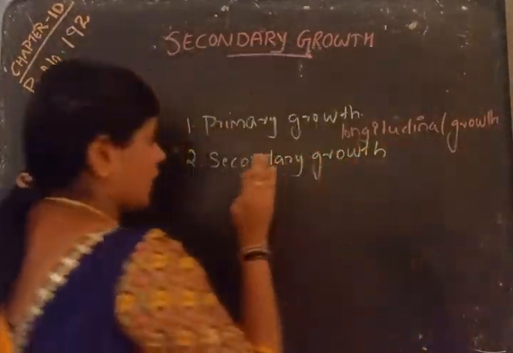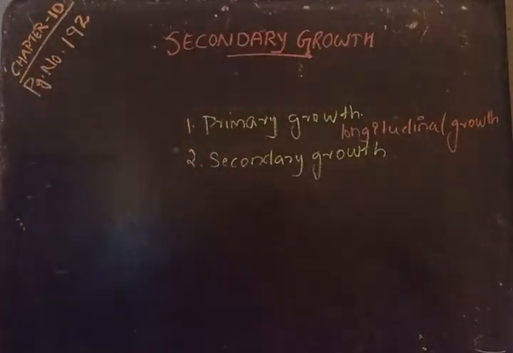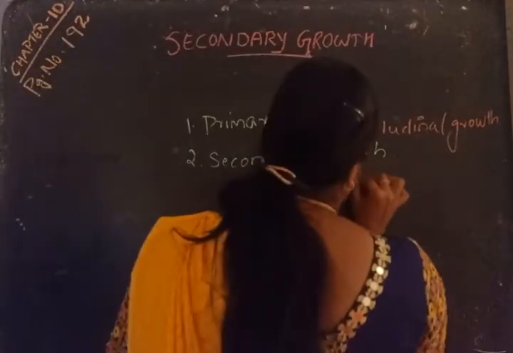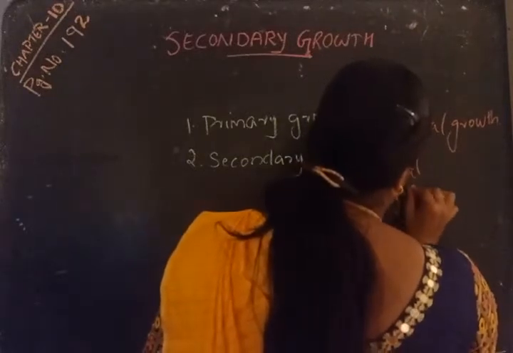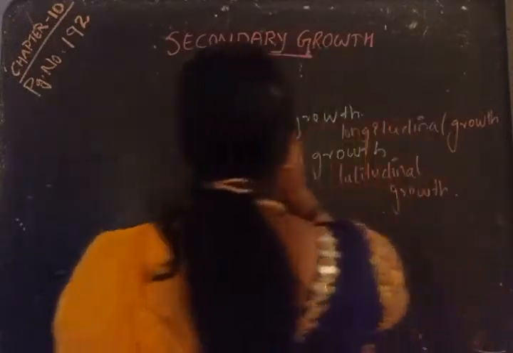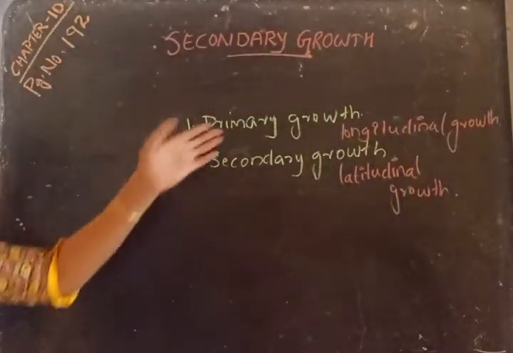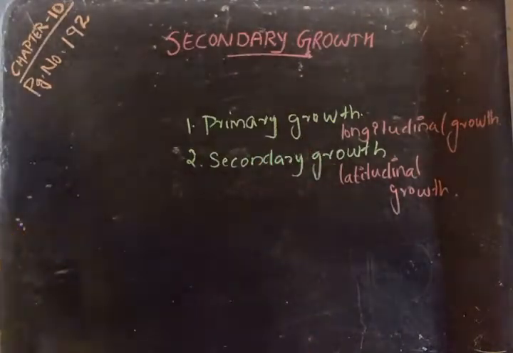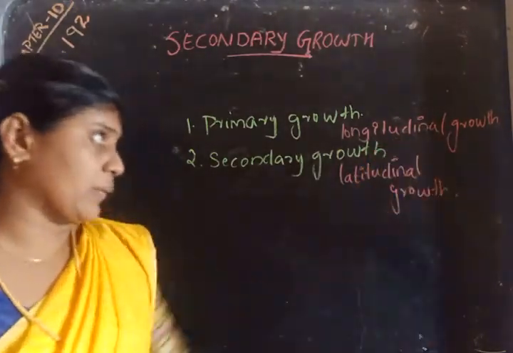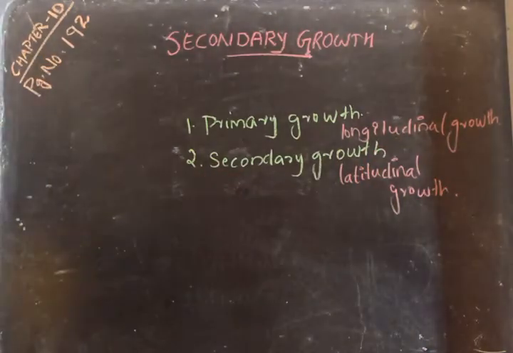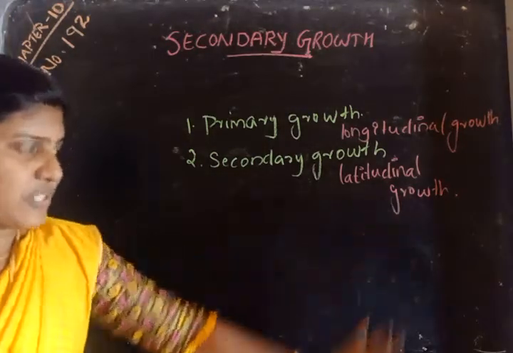But in secondary growth, the thickness of the stem and root increases. So, it is an increase in thickness. This type of growth is called secondary growth. It is also called latitudinal growth. So, plant organs show primary growth and secondary growth. In primary growth, lengthwise growth happens due to the activity of meristems. It is also called longitudinal growth. Whereas in secondary growth, the thickness is increased. It is also called latitudinal growth.